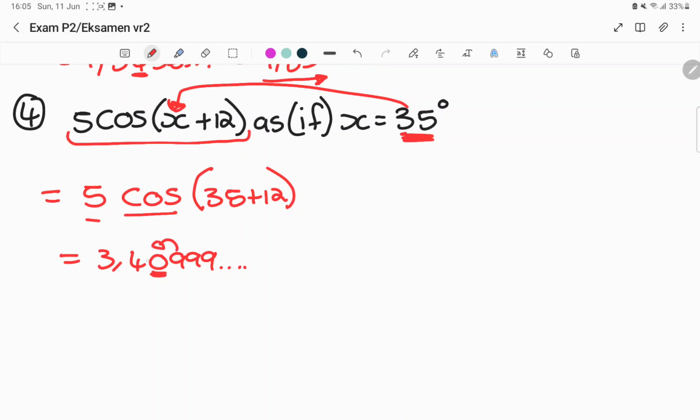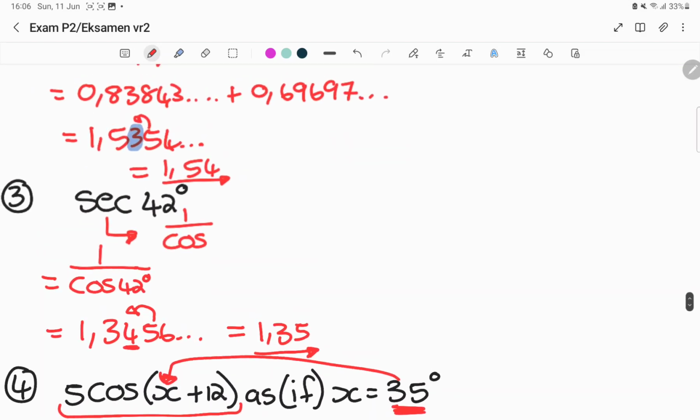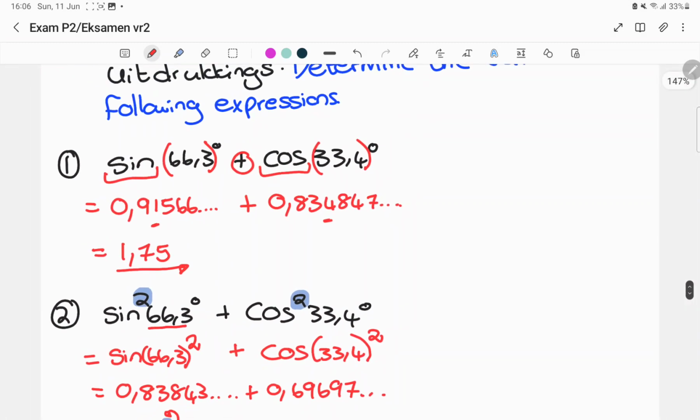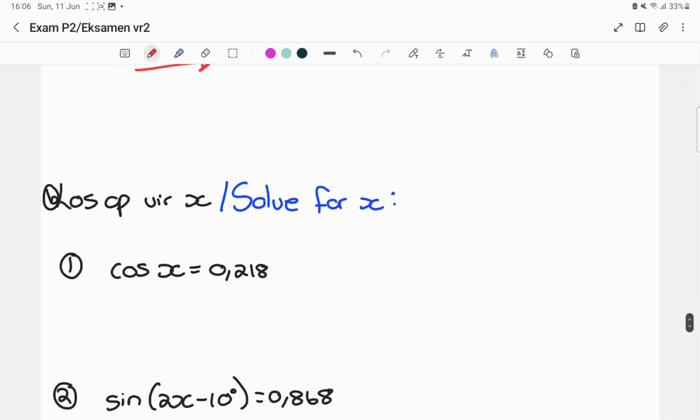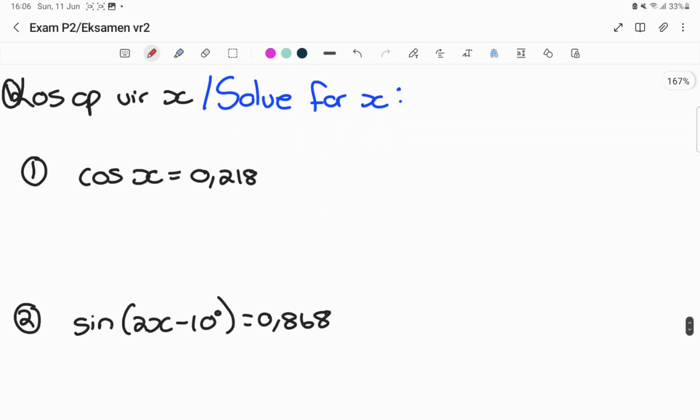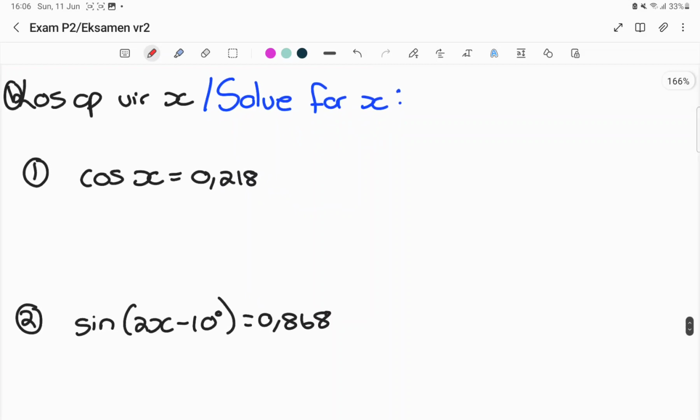Next to it is a 9, so this will become a 1. So it will be 3,41. Alright, these are the type of questions you definitely have to get right in a test. Alright, your next type of question they can ask you, so that was determining your expressions.